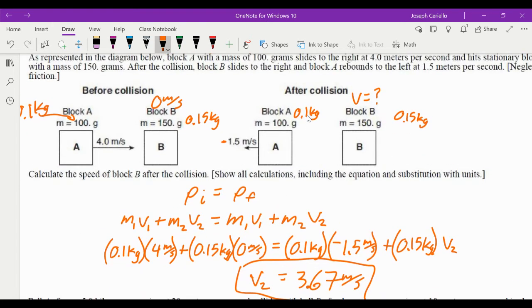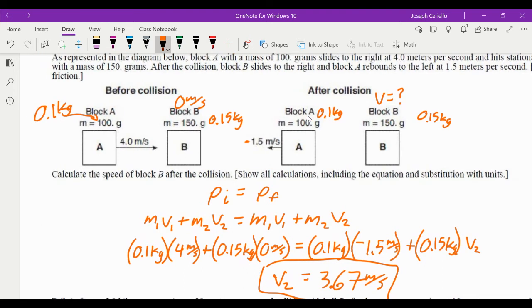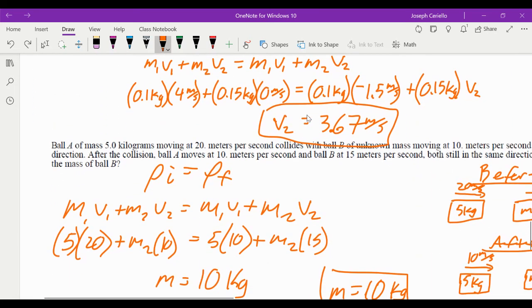So start with Pi equals Pf: M1v1 plus M2v2 equals M1v1 plus M2v2. Just go to the pictures, right? Those numbers go in right here, mass and velocity right here. Your after picture, these numbers go right here and right here. And our unknown is V2. Work through your algebra and you get V2 is equal to 3.67 meters per second.